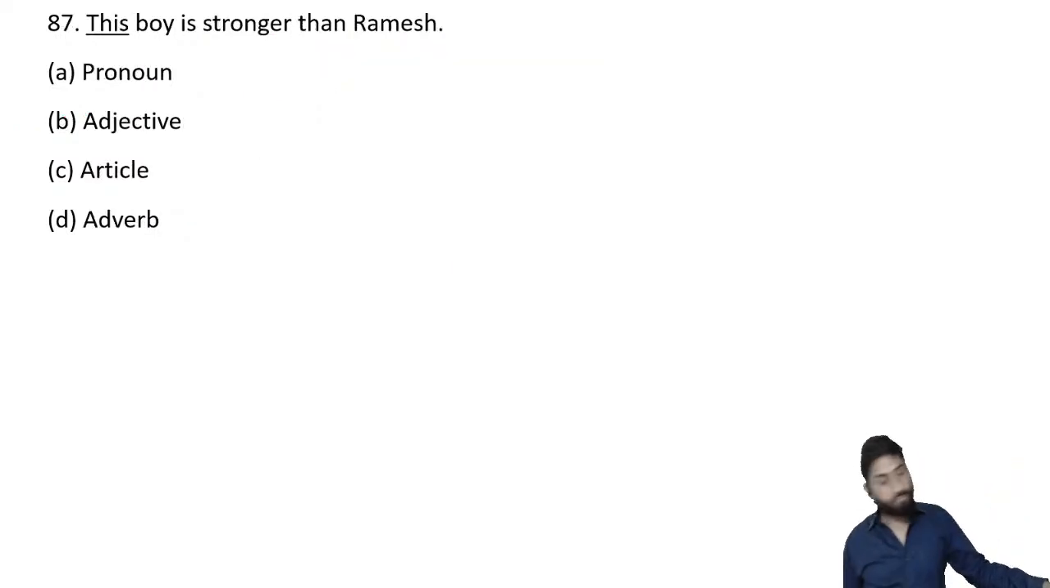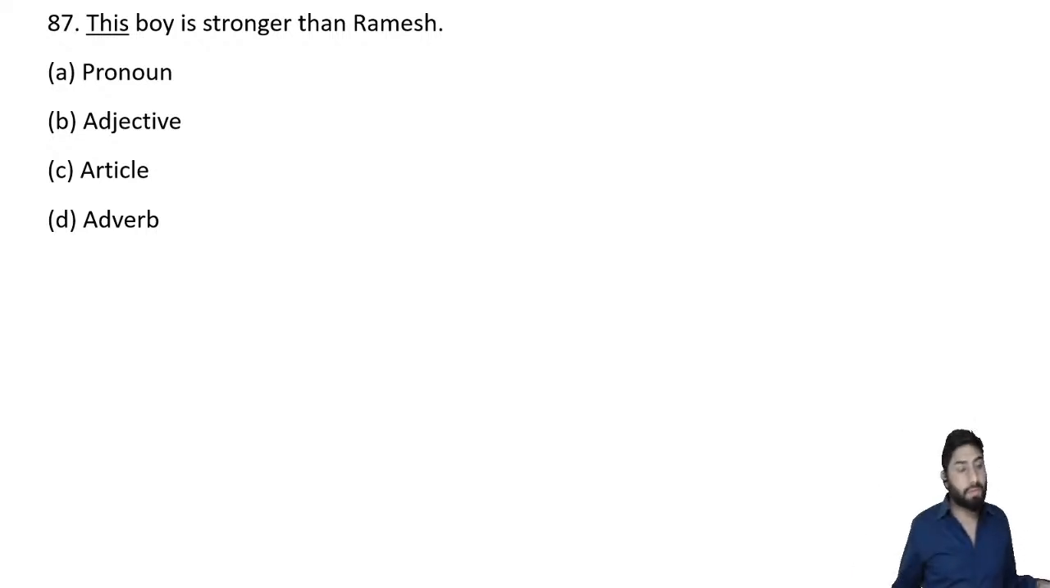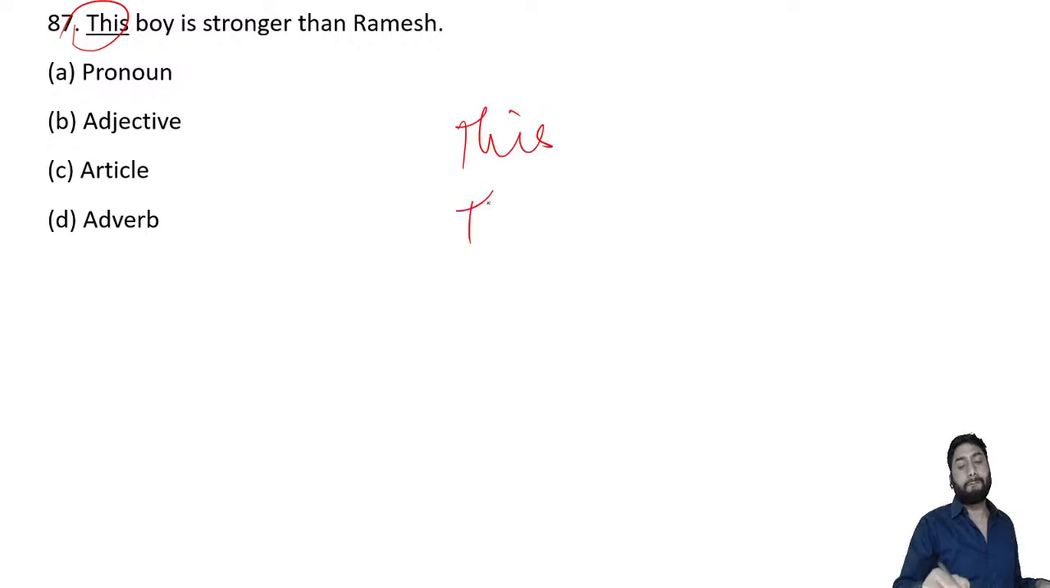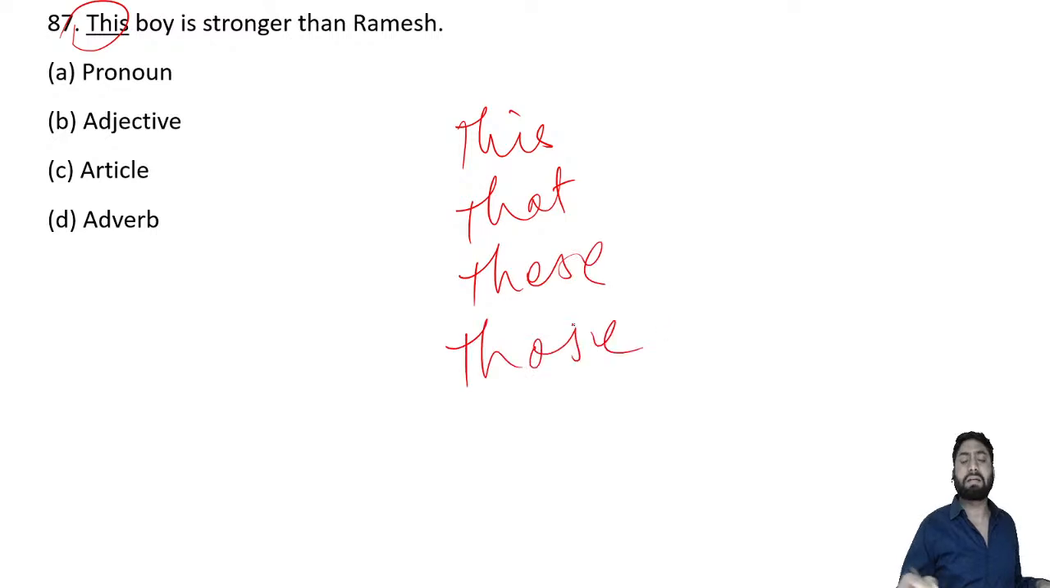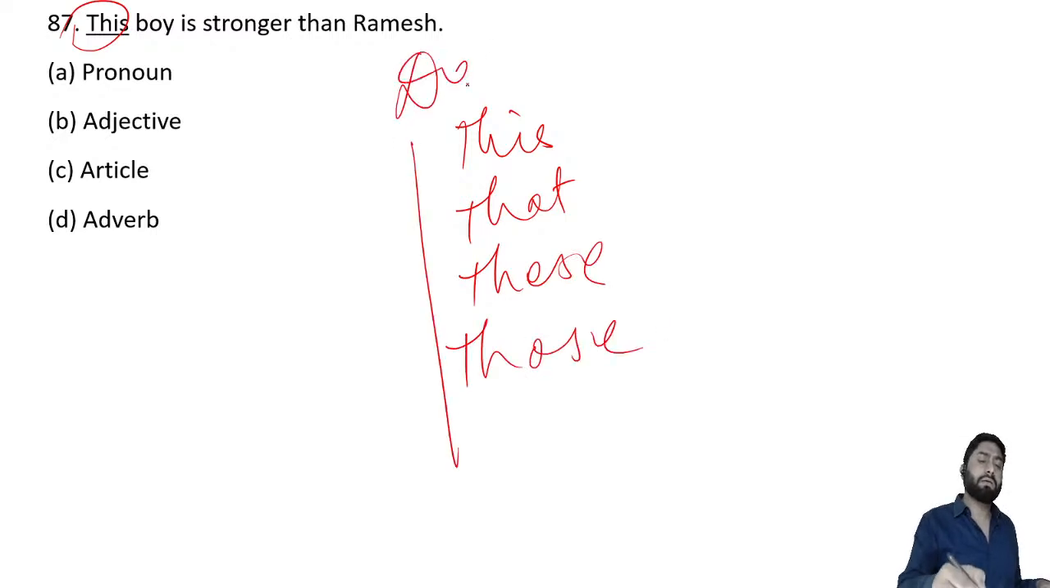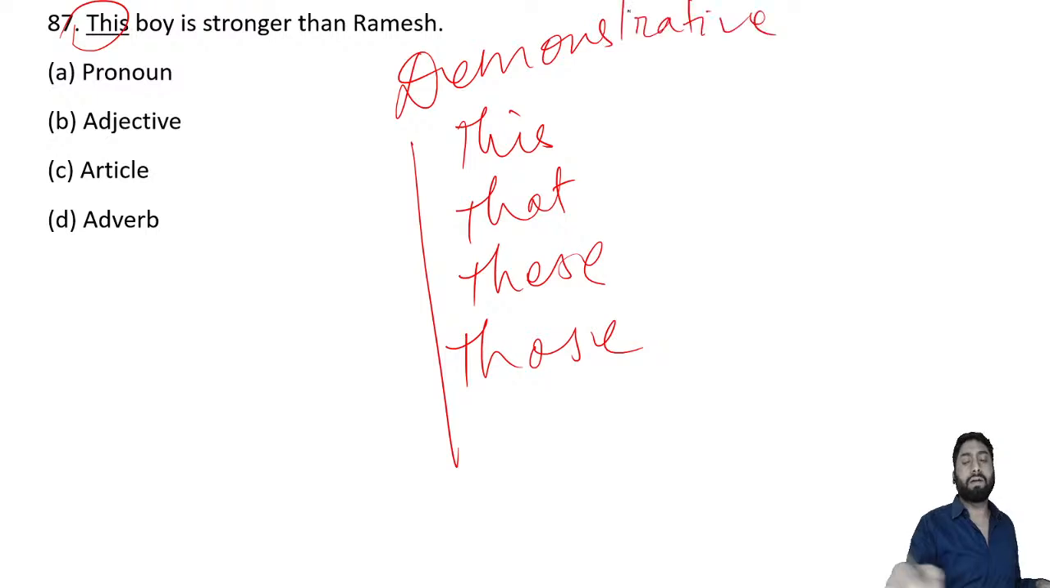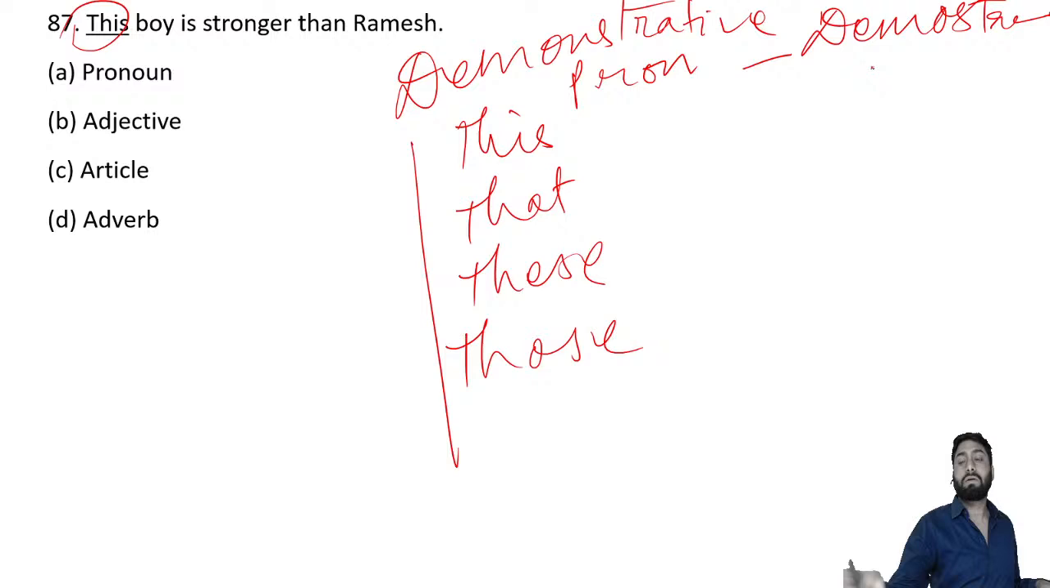87. This boy is stronger than Ramesh. Again हम बात यहाँ this की कर रहे हैं. This, that, these, those, and all that. You have studied that all. These are the demonstrative, either pronoun or demonstrative adjectives. Adjectives कब? जब इनके साथ this plus noun, then it is an adjective.